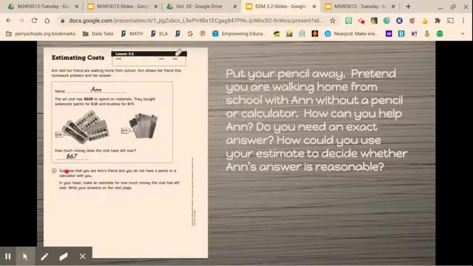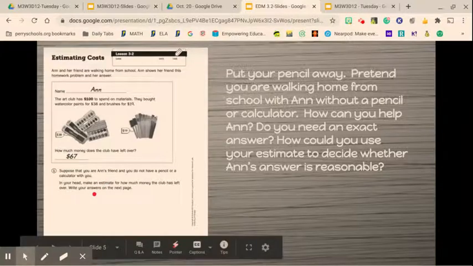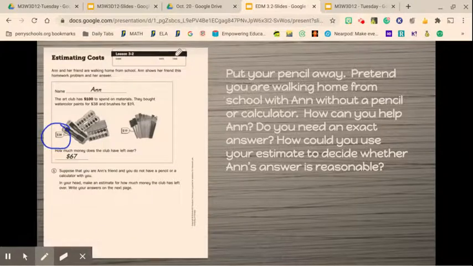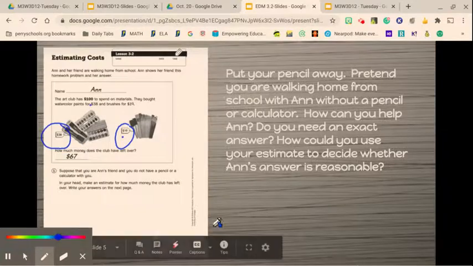Now, here's where you're going to be doing the work. It says, suppose you are Anne's friend and you do not have a pencil or a calculator with you. In your head, I want you to make an estimate of how much money the club has left over, and then write your answers on the next page. So I will tell you that you will be rounding or finding close numbers for the paint set and the brushes, and then you're going to be finding the difference from 100.